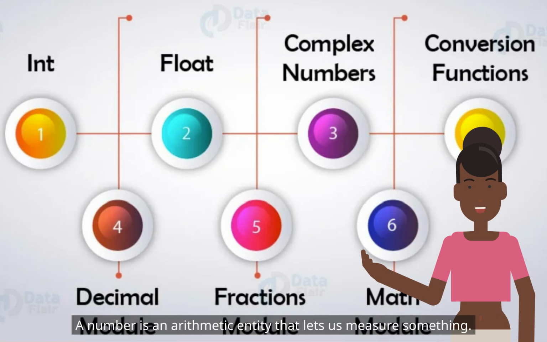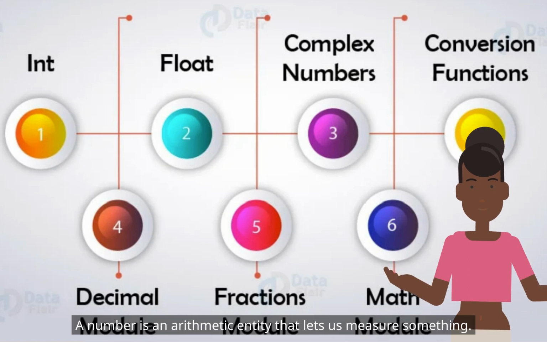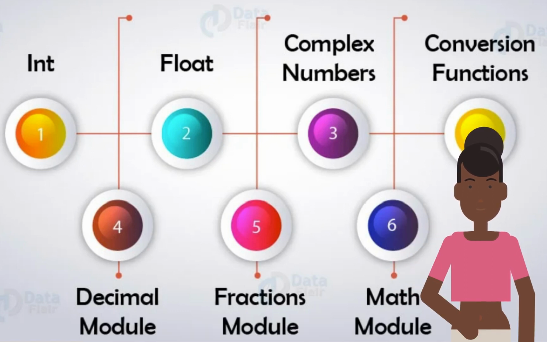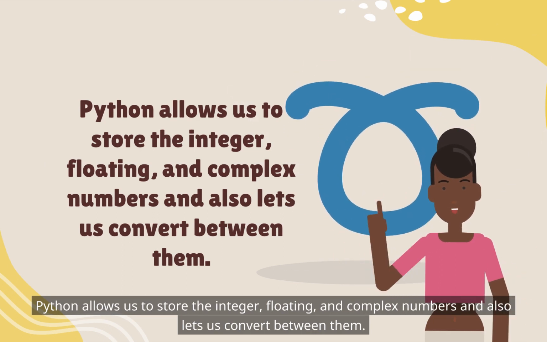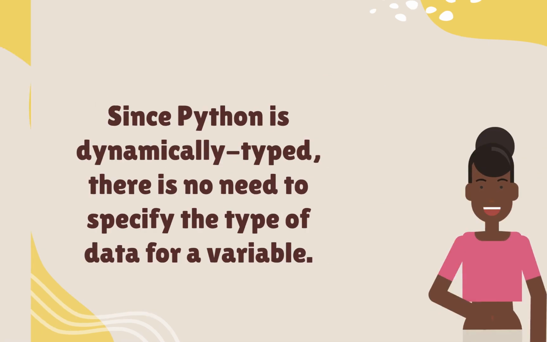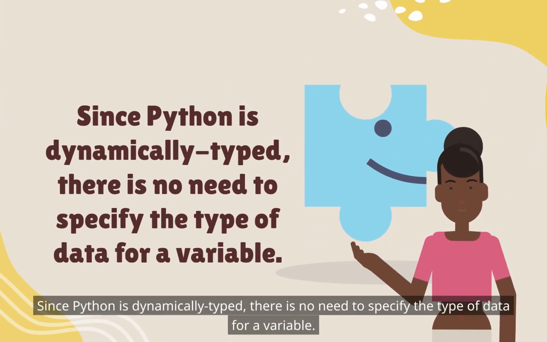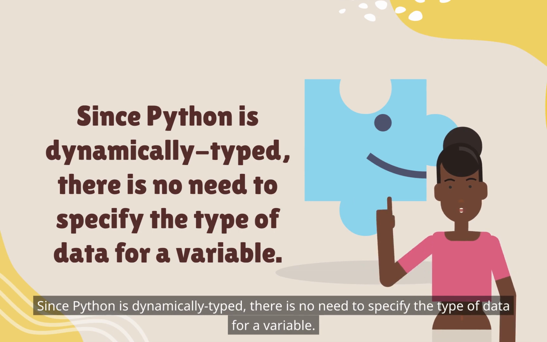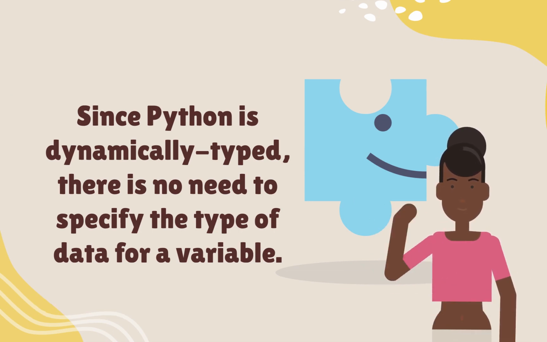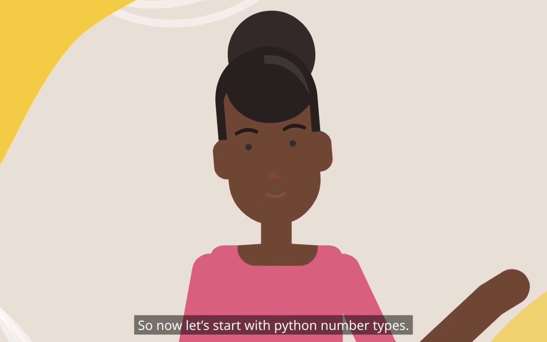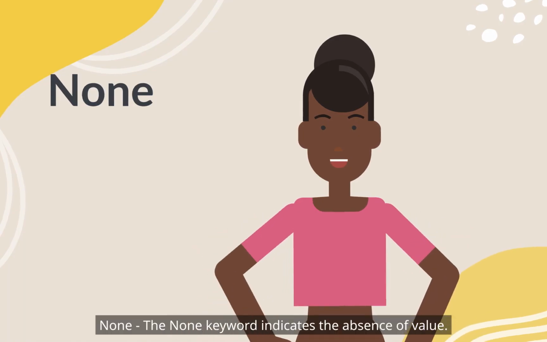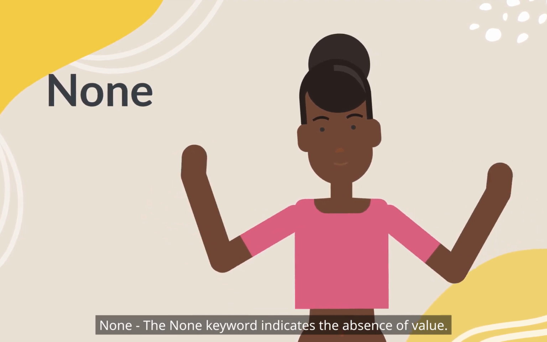A number is an arithmetic entity that lets us measure something. Python allows us to store integer, floating, and complex numbers, and also lets us convert between them. Since Python is dynamically typed, there is no need to specify the type of data for a variable. So now let's start with Python number types. None. The None keyword indicates the absence of value.